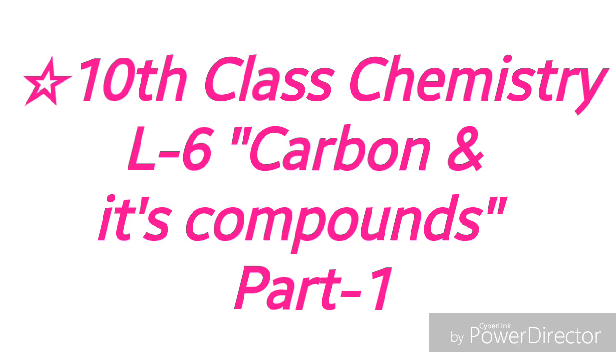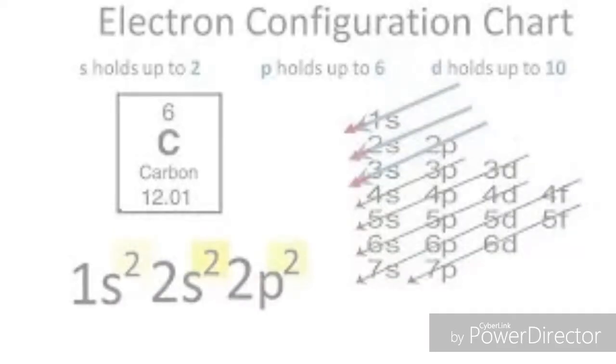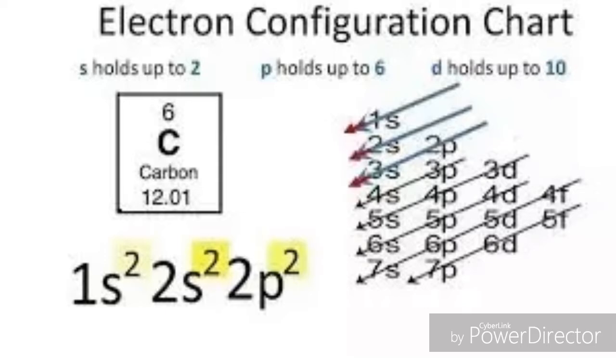Today you will learn about an interesting topic, carbon and its compounds. Carbon is a very important non-metallic element which belongs to the 14th group in the periodic table. It belongs to the p block. The electronic configuration of carbon is 1s2, 2s2, 2p2.